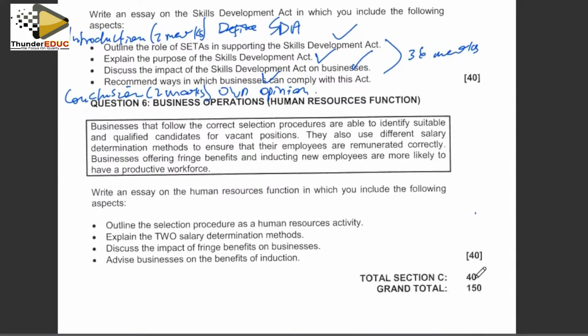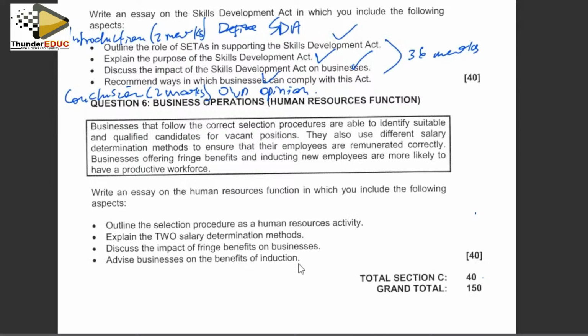Okay, grade 12. So now let's move on to question 6. Question 6, we are faced with business operations. Businesses that follow the correct selection procedures are able to identify suitable and qualified candidates for vacant positions. They also use different salary determination methods to ensure that the employees are remunerated correctly. Businesses offering fringe benefits and inducting new employees are more likely to have a productive workforce. Now write an essay on the human resource function in which you include the following aspects.